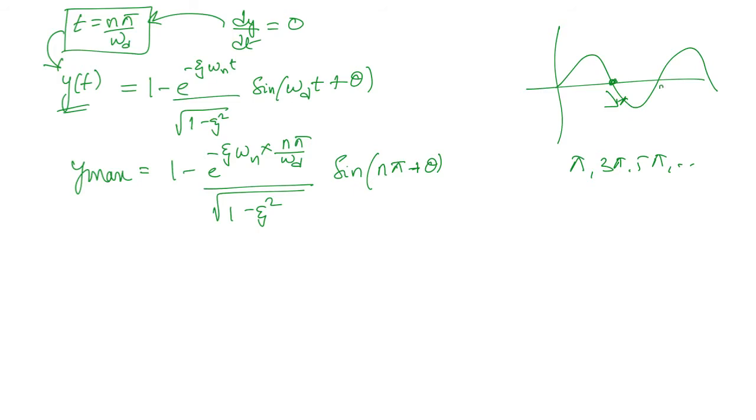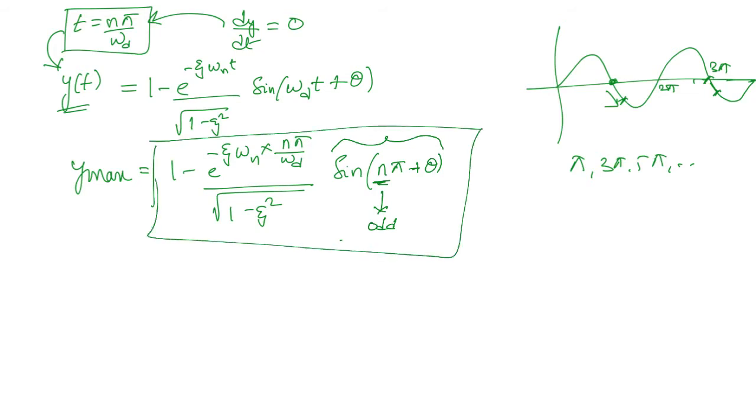Okay, again this is 2 pi and this is 3 pi. 3 pi plus some value of theta will again be a negative value, right? So whenever n is odd, the sine of n pi plus theta will be negative. What will happen when it is negative? This whole function will be greater than 1 because we have a negative sign here.